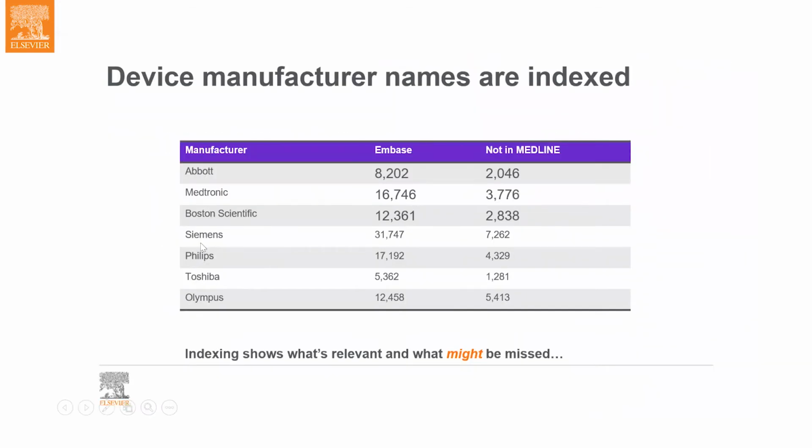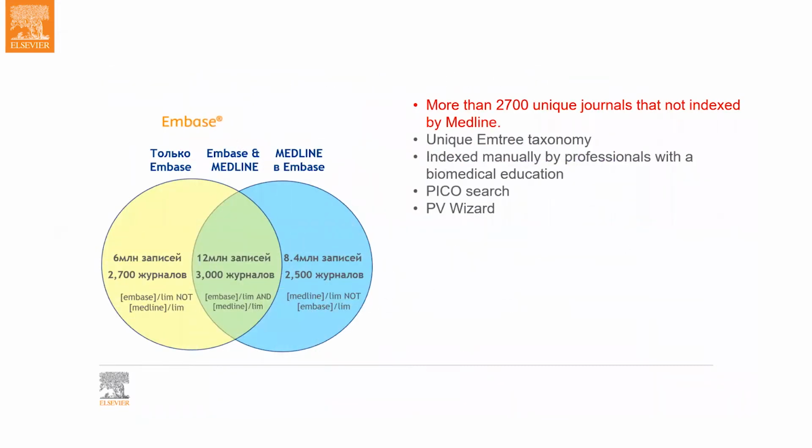And also, it's the same story with medical devices: indexing of information about medical devices in Embase is much better. All Medline content is included in Embase, plus about 3,000 unique journals indexed by Embase and not indexed by Medline. Embase also has a lot of professional search tools like PICO search and PV Wizard. I will show you a little bit later how to use these tools.